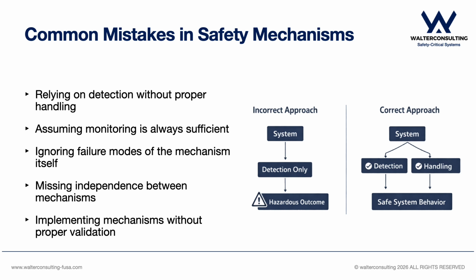There are several common mistakes when applying safety mechanisms. One of the most common is relying on detection alone. Detecting a fault is not enough. The system must also react correctly. Another mistake is assuming that monitoring is always sufficient. Monitoring can fail as well. So safety mechanisms must also be designed to handle their own potential failures. Some systems also lack independence between mechanisms. And finally, implementing mechanisms without proper validation. A safety mechanism is only effective if it is verified and tested.